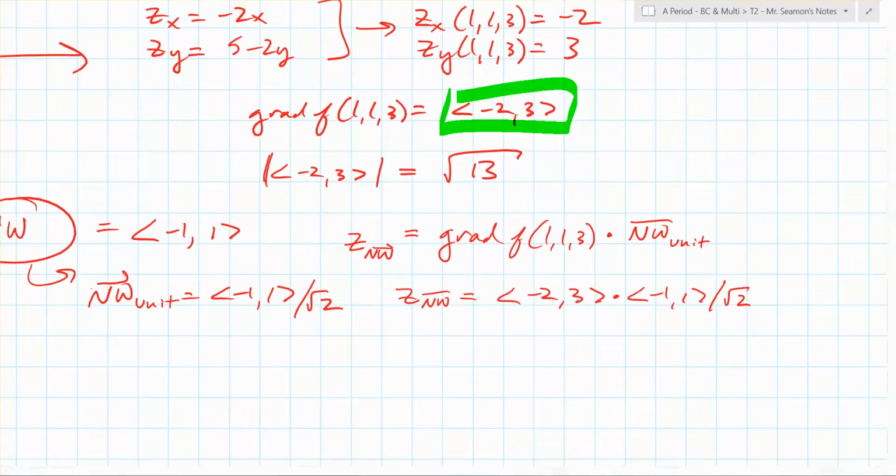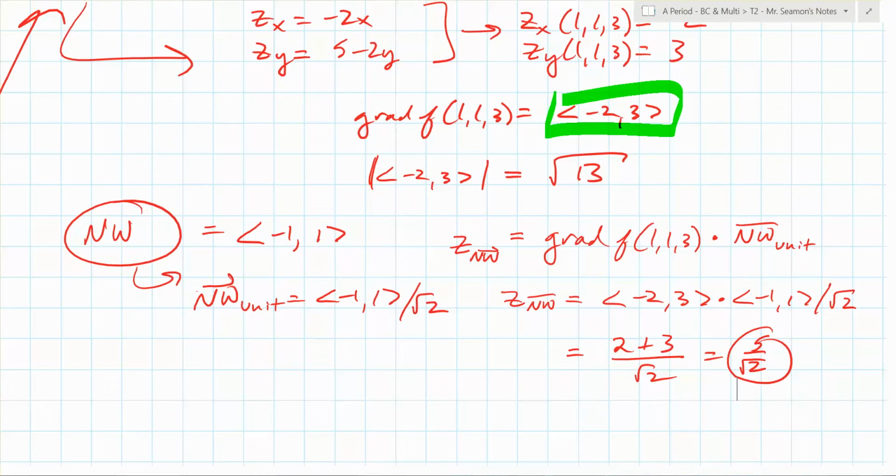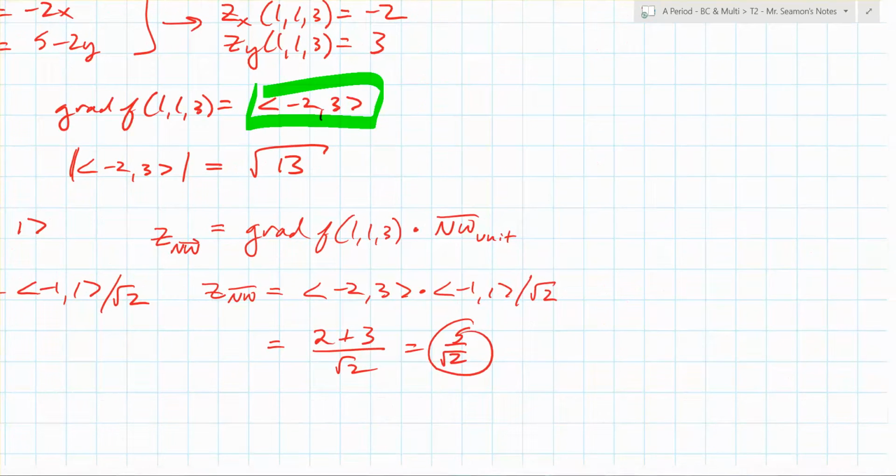So let's compute this. What is it going to be? It's going to be 2 plus 3 over root 2, so we have 5 over root 2. Does that make sense? So now this says, is this positive or negative? So what are we doing? Are we ascending or descending? We are ascending.